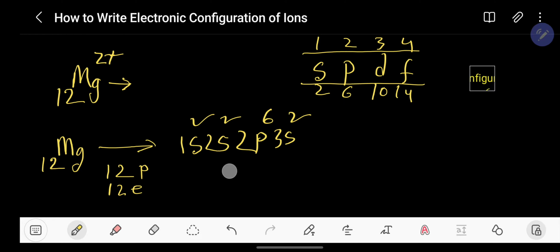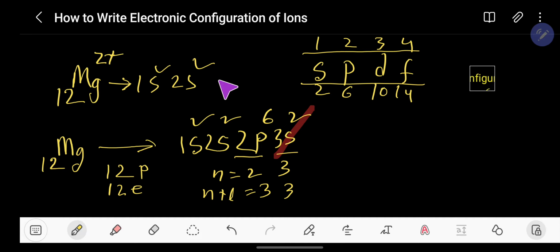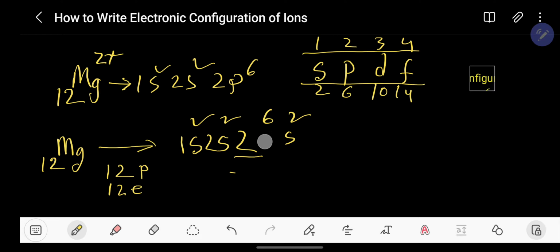So look, if I write the highest values for these 2 subshells, the highest value of n is 2, and n plus l for this subshell is 2 plus 1, that is 3. And here the highest value of n is 3 and n plus l is also 3. So to remove electrons, at first we remove electrons from the highest value of n. The highest value of n is here, so 2 electrons will go from here. So 1s2, 2s2, and 2p6 is the electron configuration of the magnesium 2+ ion. Okay.